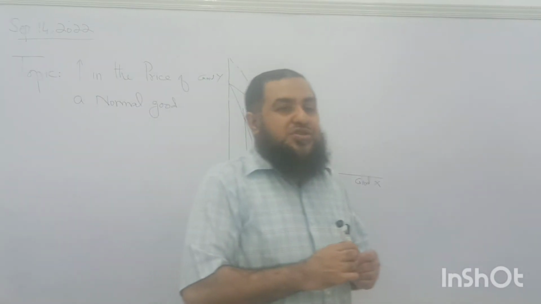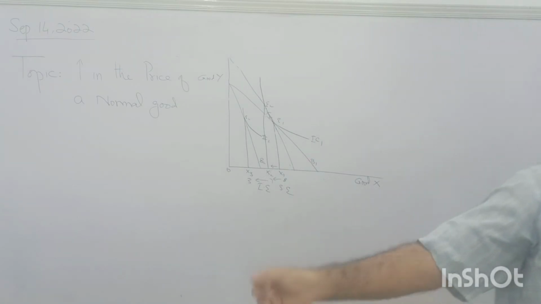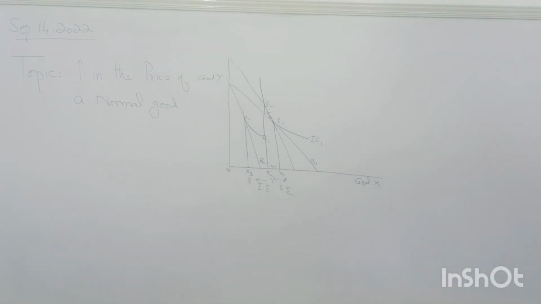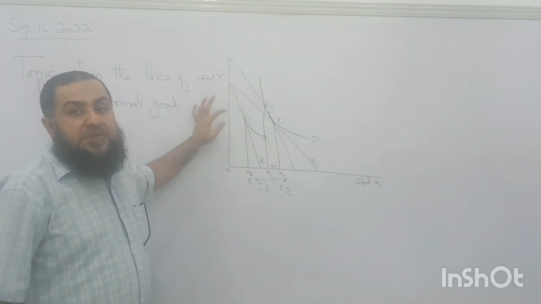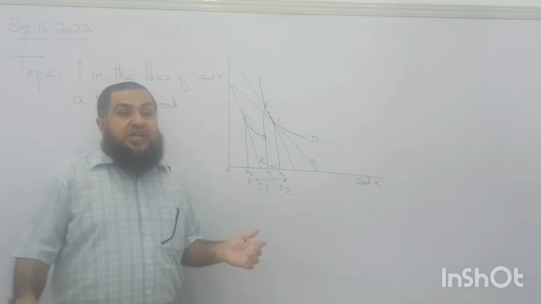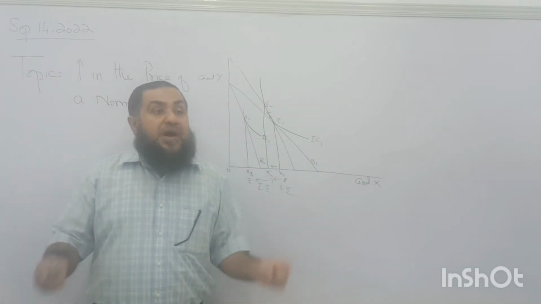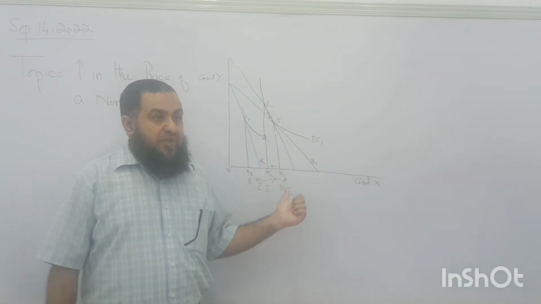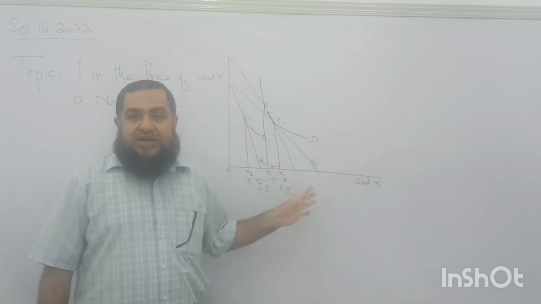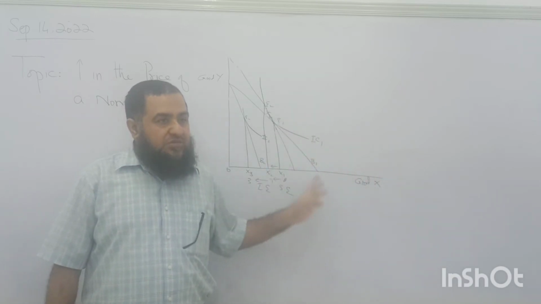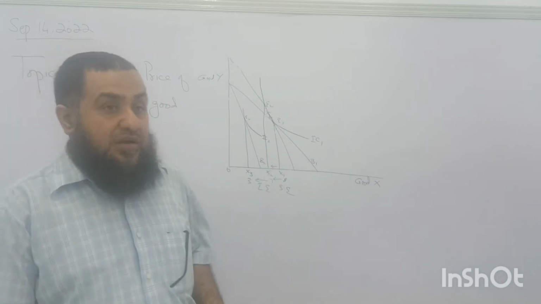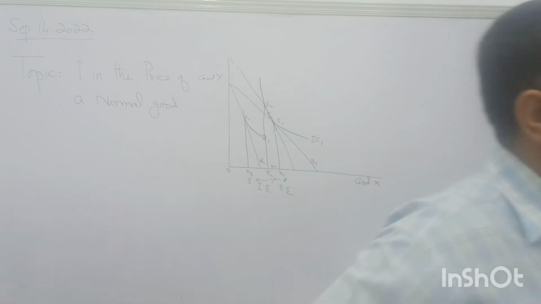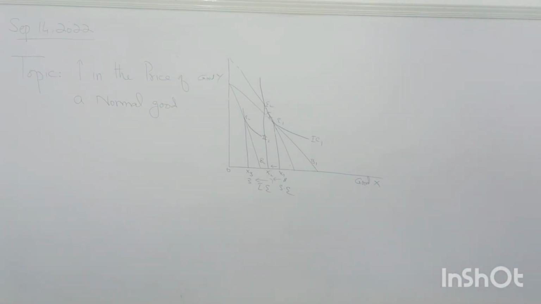Now see, both. Why is the consumer decreasing the consumption of X to point E3? This is the equilibrium point E3. Why is he staying at E3? The income effect is saying your real income has gone down, so buy less of this good. So the income effect is also negative. The substitution effect is also negative. That's why the consumer is buying less of a normal good when its price increases. Clear?